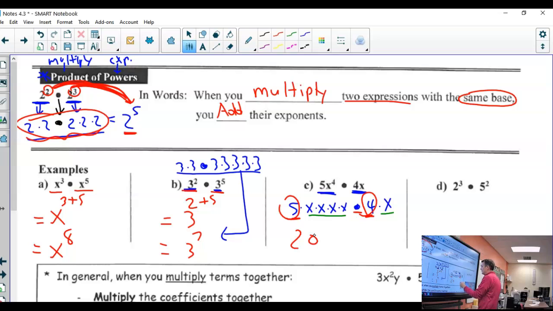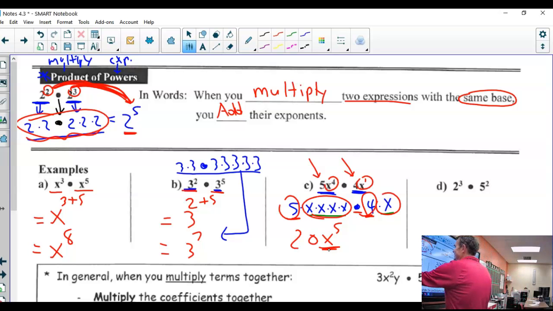How many x's do I have? It looks like 5 of them. This would be 20x to the 5th. Do you see how really I just multiplied the 5 and the 4 together, but the x's, I added the exponents and got x to the 5th. This x at the end really has an x to the 1st. When the exponent is 1, we don't write the 1. So what I really have here is 4 x's and another x, giving me 5 x's multiplied together. 20x to the 5th.